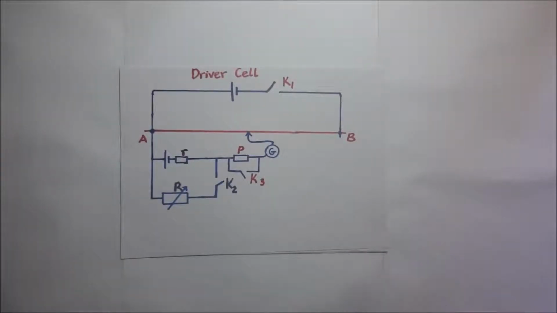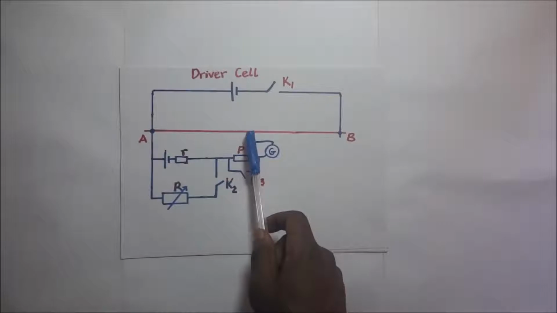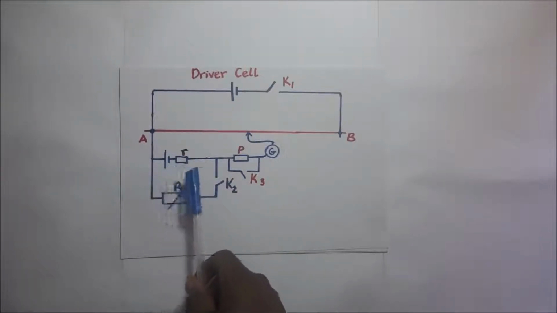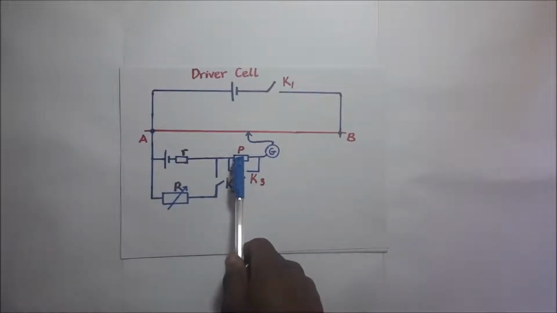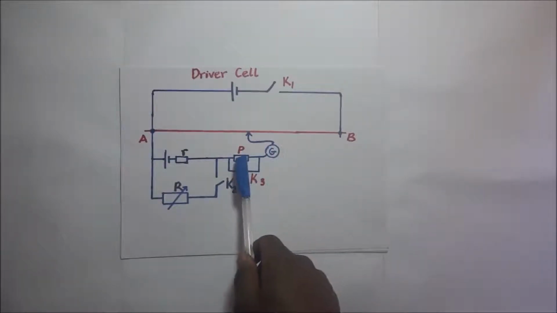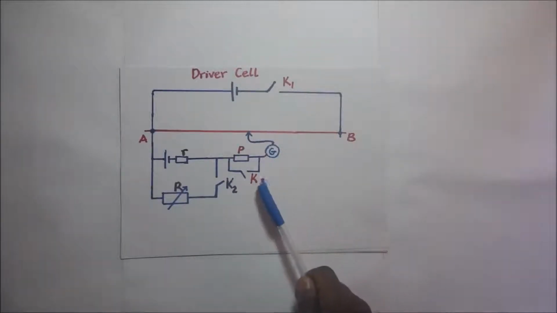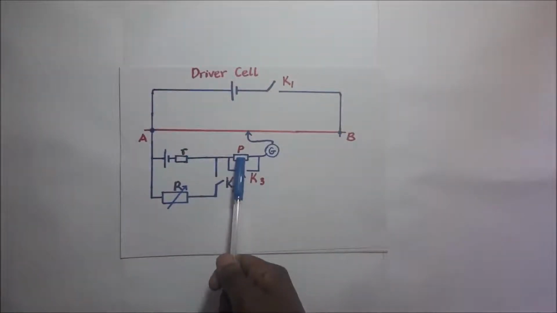Now when we get that point where the galvanometer shows no deflection, the balance length that corresponds to that point will be just an approximate balance point. Why? Because when we connected this in the circuit, we have a protective resistor that is in series with the galvanometer. So when we get the approximate balance point, now we go ahead and get the actual balance point by closing K3.